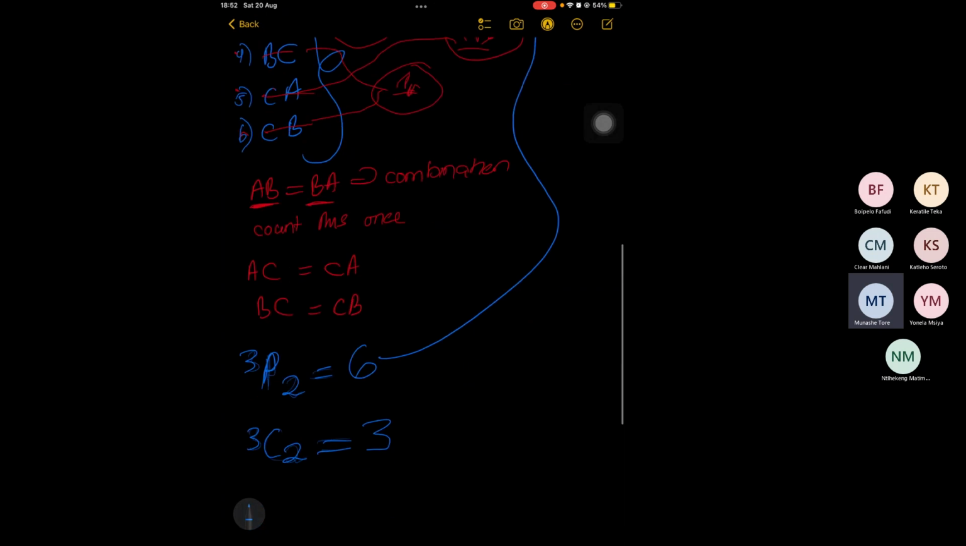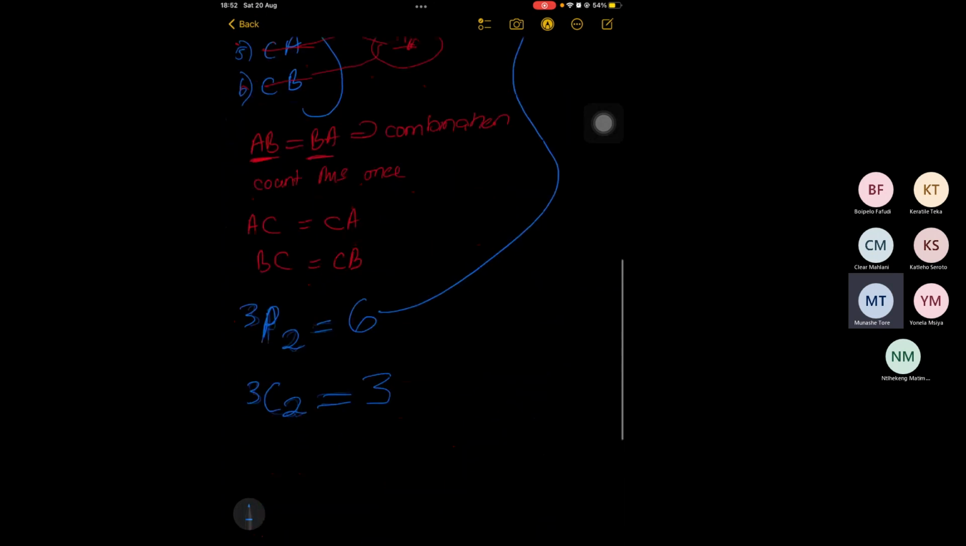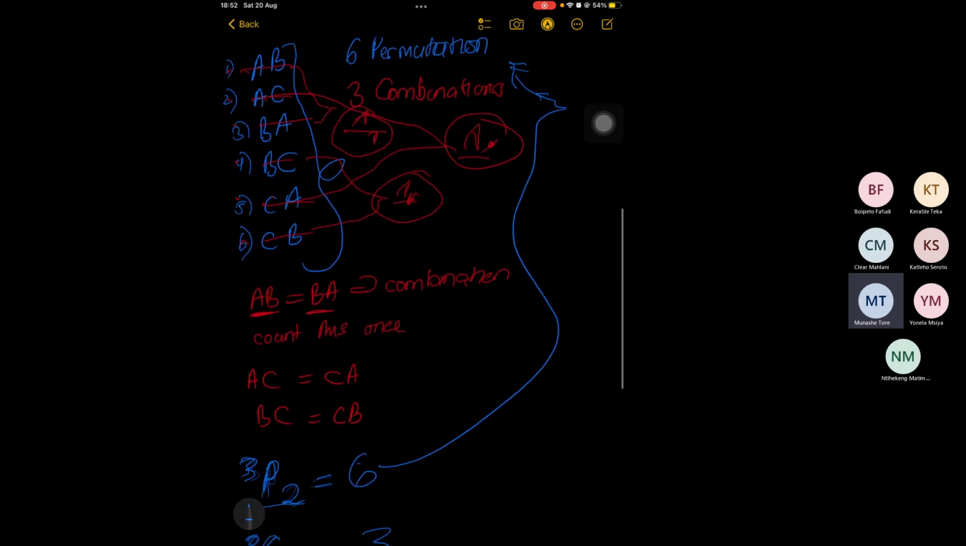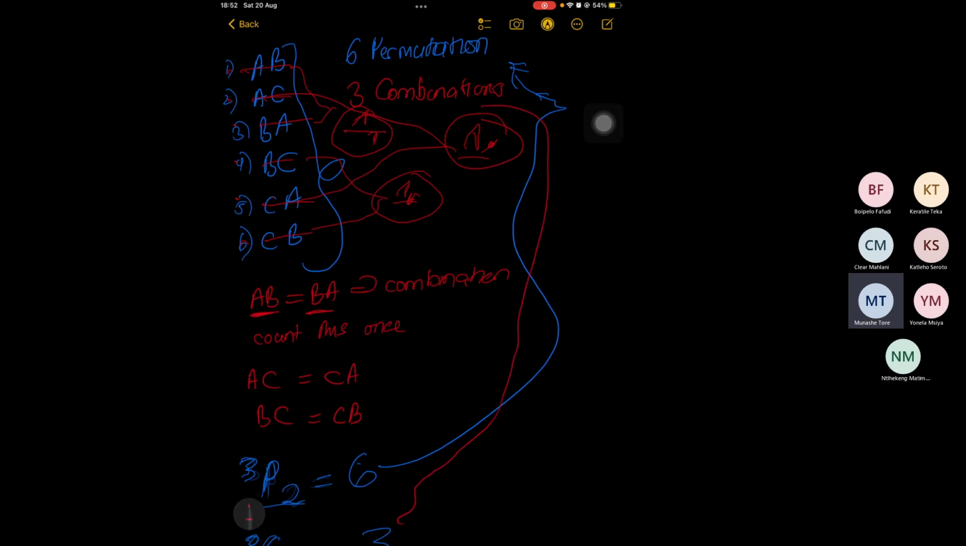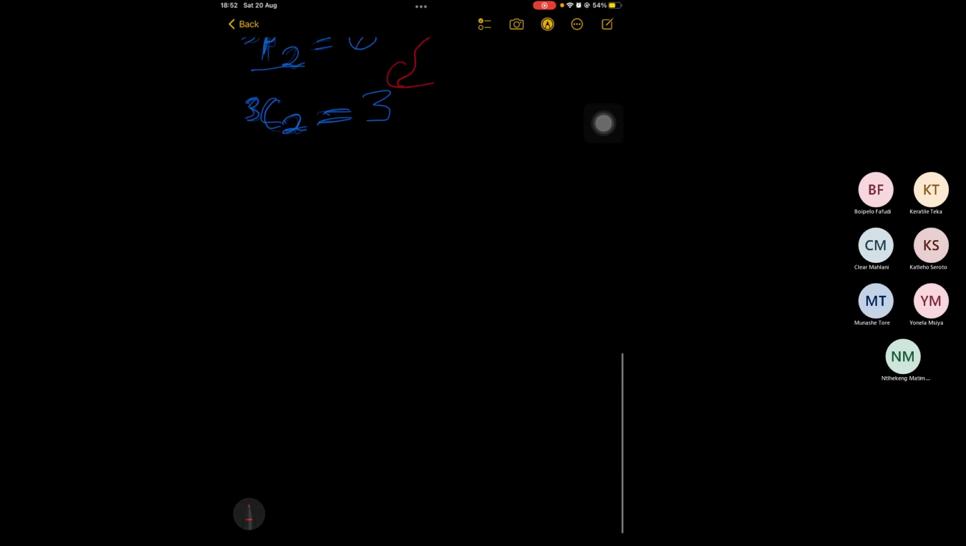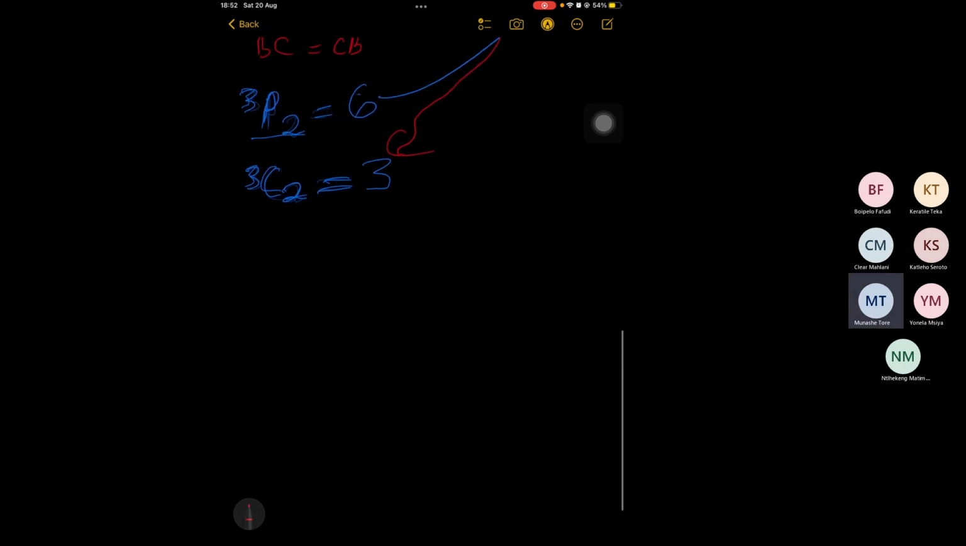Here we say that we have 6 permutations, which can be proved by 3 permute 2, which is 6. Then for combinations, we say it is 3 choose 2, which is 3, which is what we just counted. Which is what we just did. So it's one and the same thing. Does anyone have a question before we proceed?